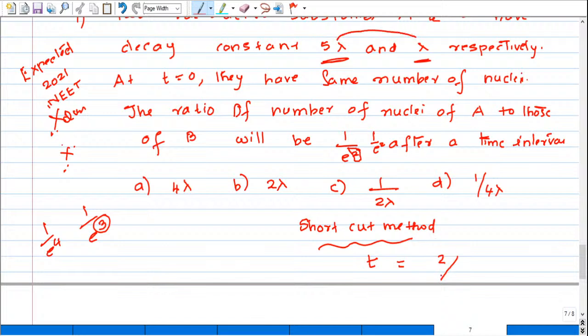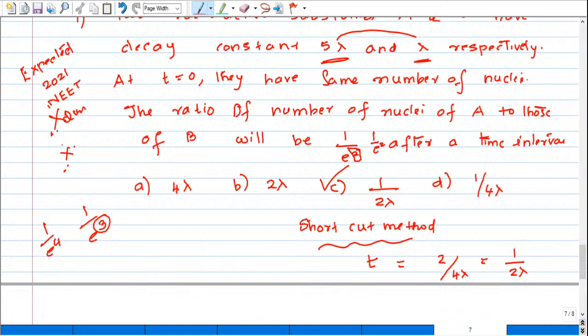you just go with the minus for this value. 5 lambda minus lambda will give you 4 lambda. Then if you cancel this, your answer will be 1 by 2 lambda. Just verify where that answer comes. So the answer comes in option C, 1 by 2 lambda.